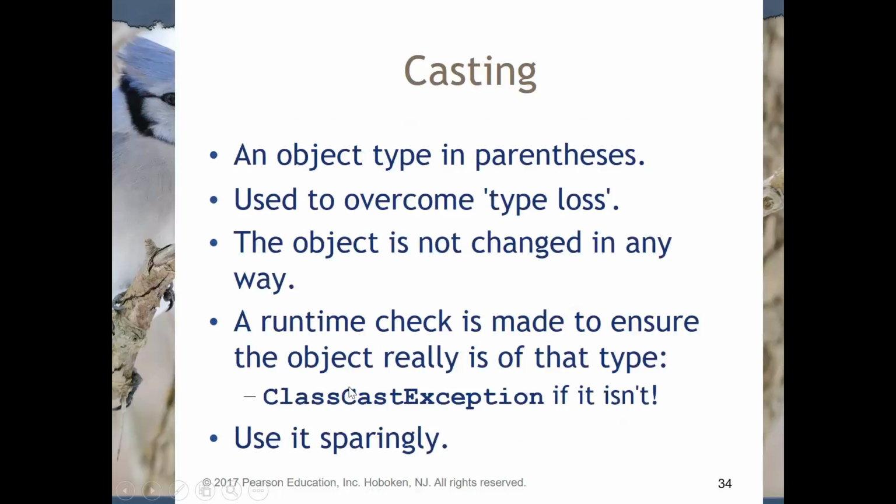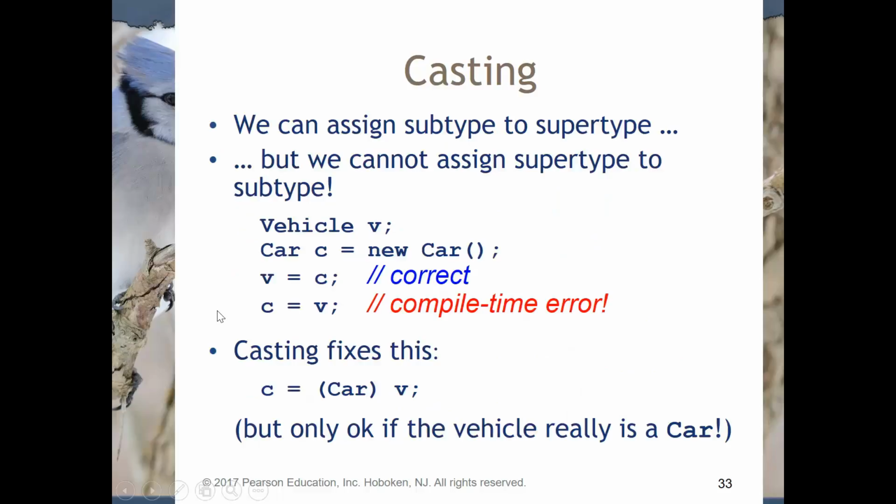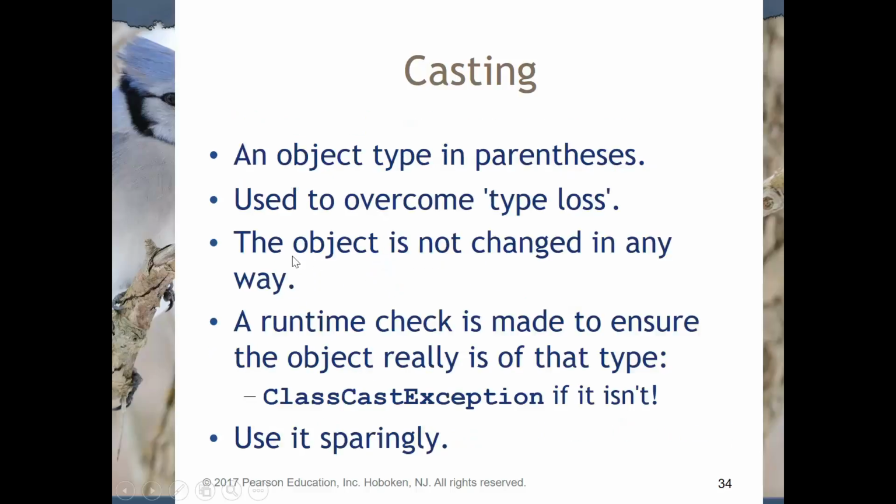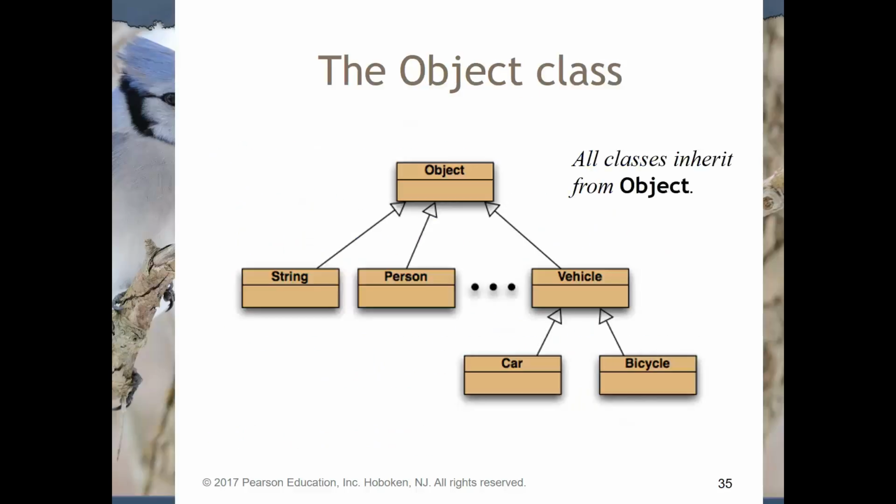Used to overcome type loss. In other words, this is type loss. When I put a C into a V, okay, it no longer knows what this type is per se. You have to track it to get it back out. The object is not changed in any way. A runtime check is made to make sure, and it will throw this type of an exception. We'll get into an exception handling situation in a couple weeks to help you figure out how to do it. Use it sparingly. It's a really neat shortcut, but if you do it too much, you can actually cause yourself maintainability problems later.